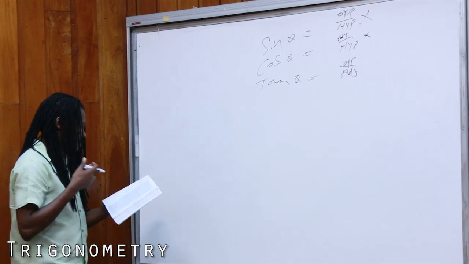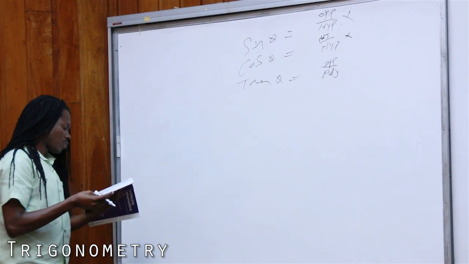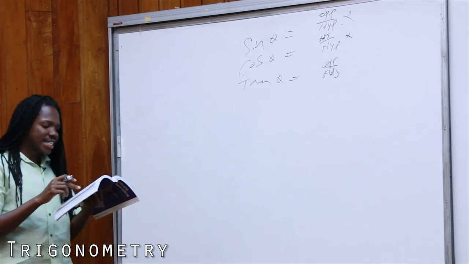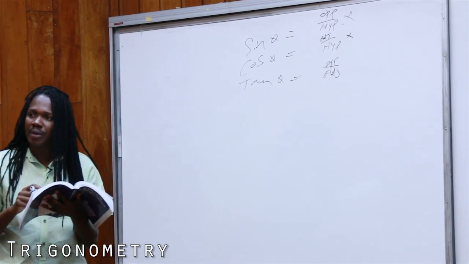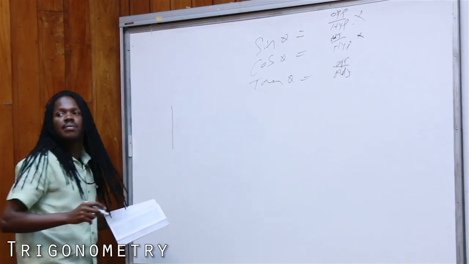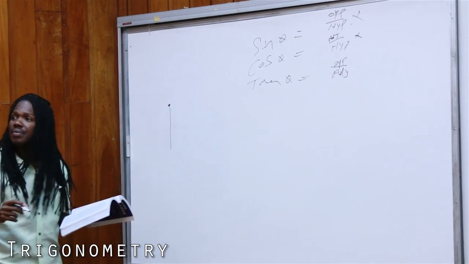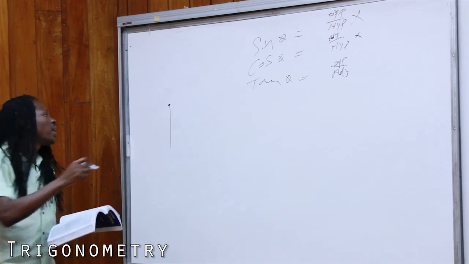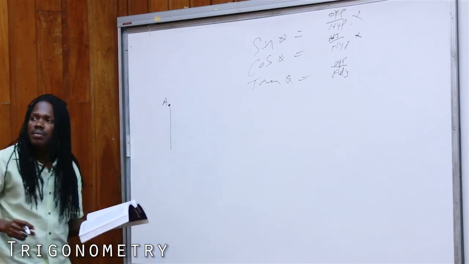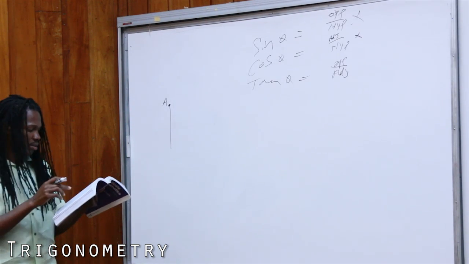286. A person standing on the top of a cliff. So the first thing you do, this is my cliff. The man is on top of the cliff, that means he's up here. He's at point A. Everybody see that? Understand that?